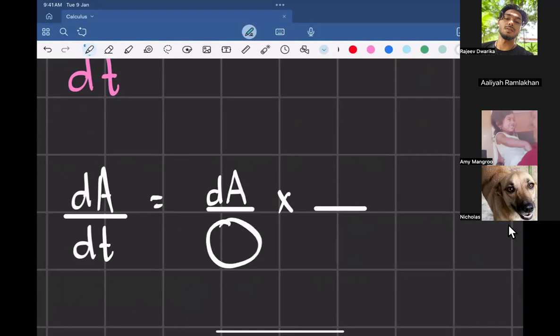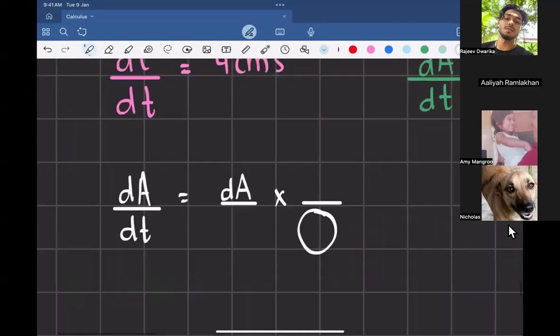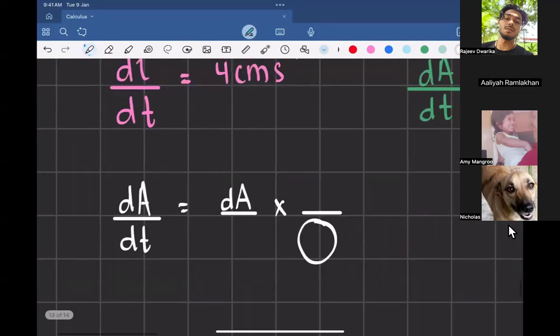Right? What has to go over here? Well, we will figure it out later. We'll figure it out later, right? What has to go here? dt. dt.